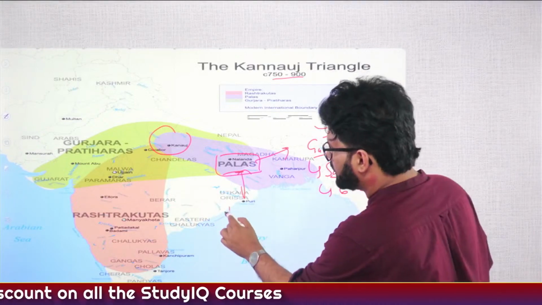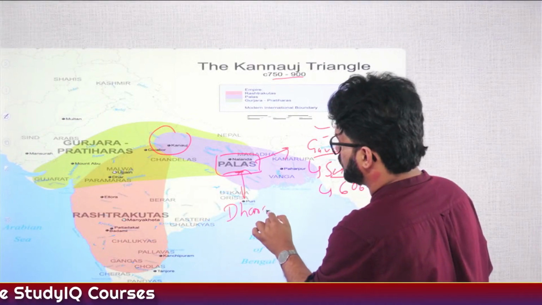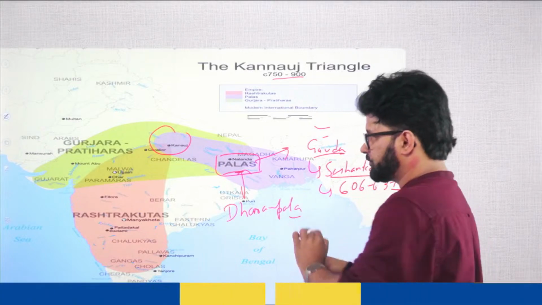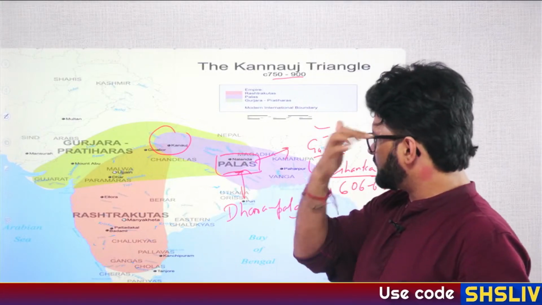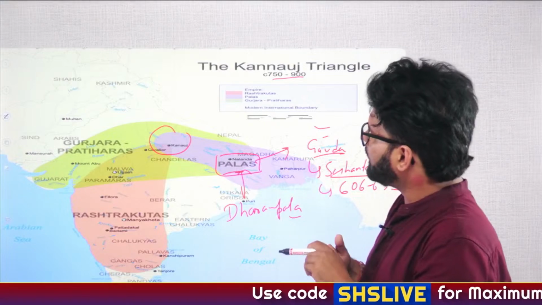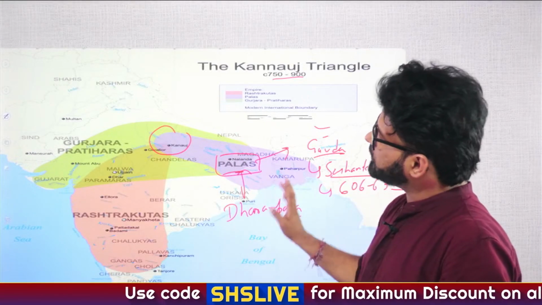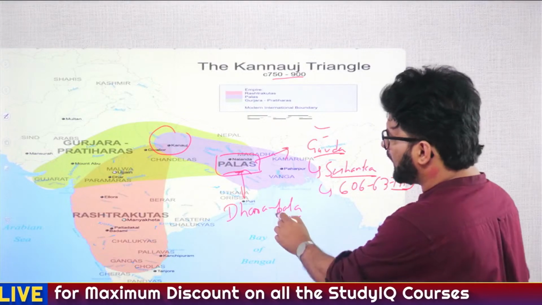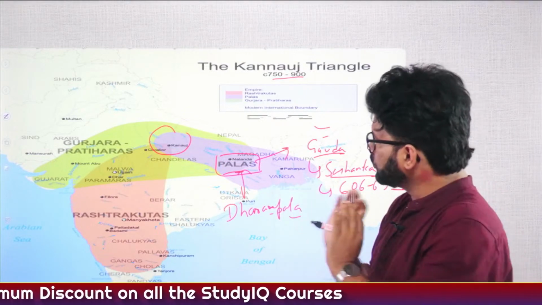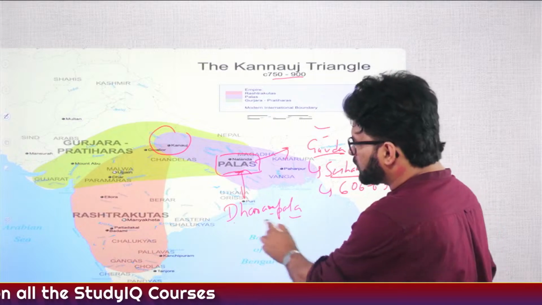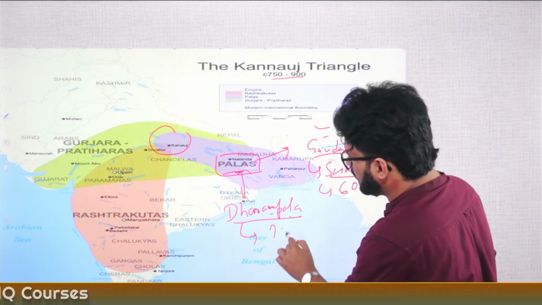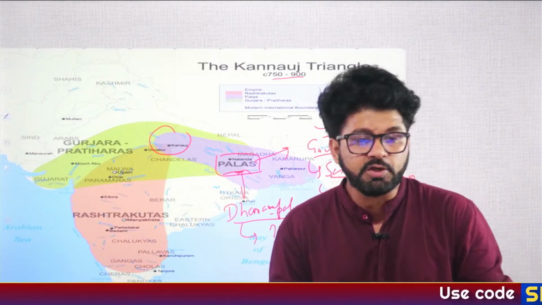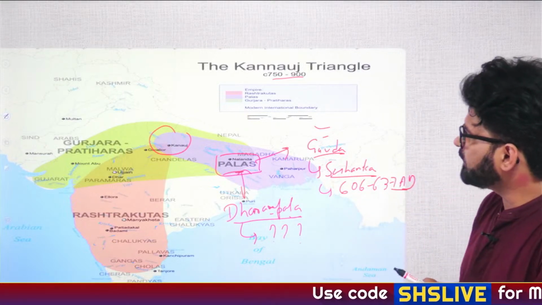Then after Gopala, Dharampala came, who is actually a very important ruler of the Pala dynasty. My purpose in showing you this map is that the more you see it, the better you will become in this area. Dharampala is a very important ruler because he established one particular university. Which university did he establish? Anyone having any idea?